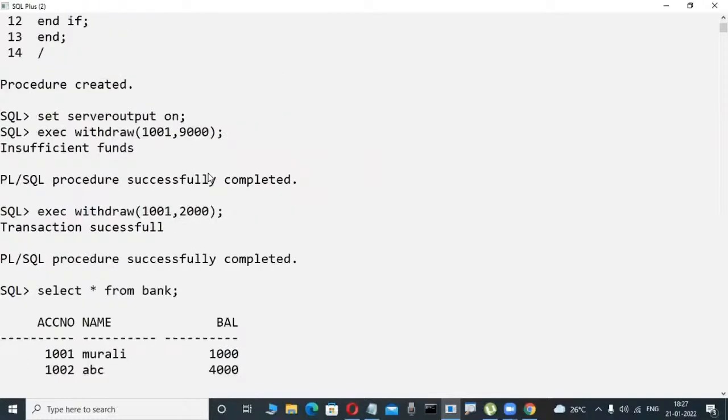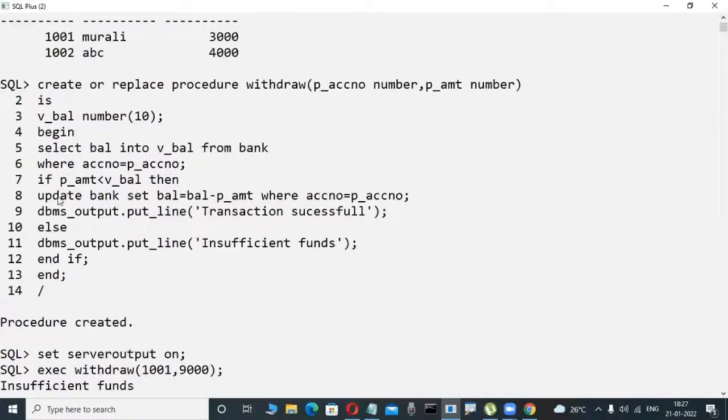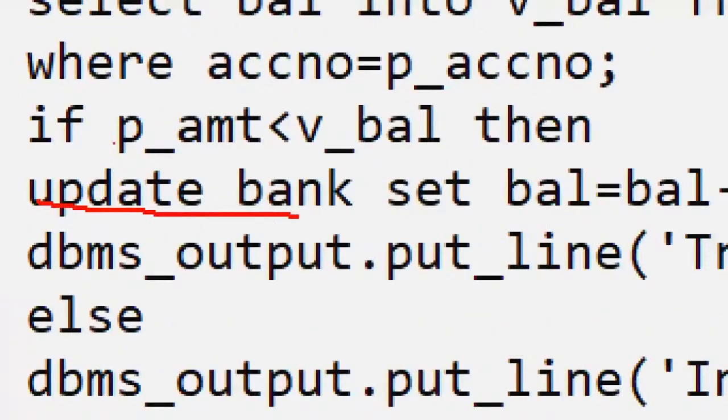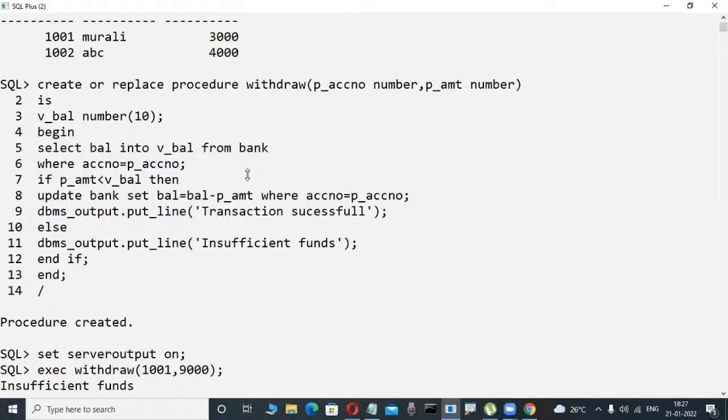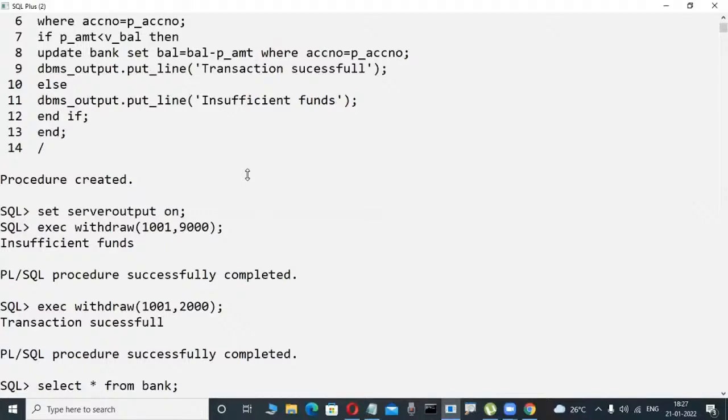You are a programmer, you are writing coding with an update. Update is a SQL command, and IF condition is a PLSQL command. That's why some language knowledge is good. With this type of PLSQL coding knowledge, you can write real-time applications: OTP validations, bus ticket reservation, anything. Many applications are there, but a little bit of knowledge is required.